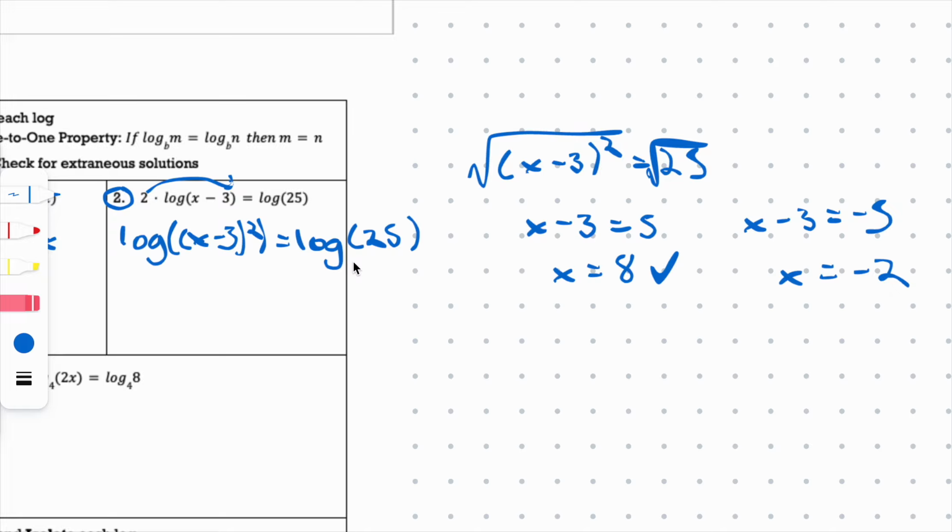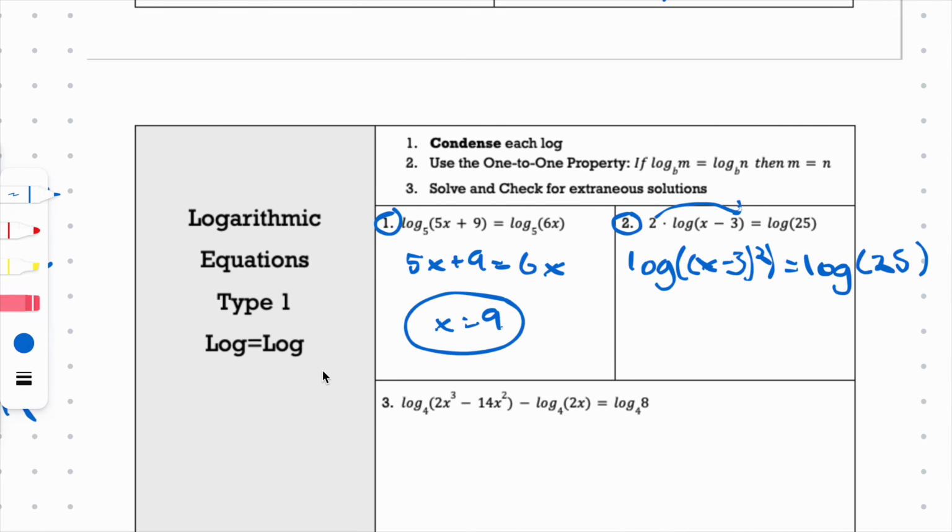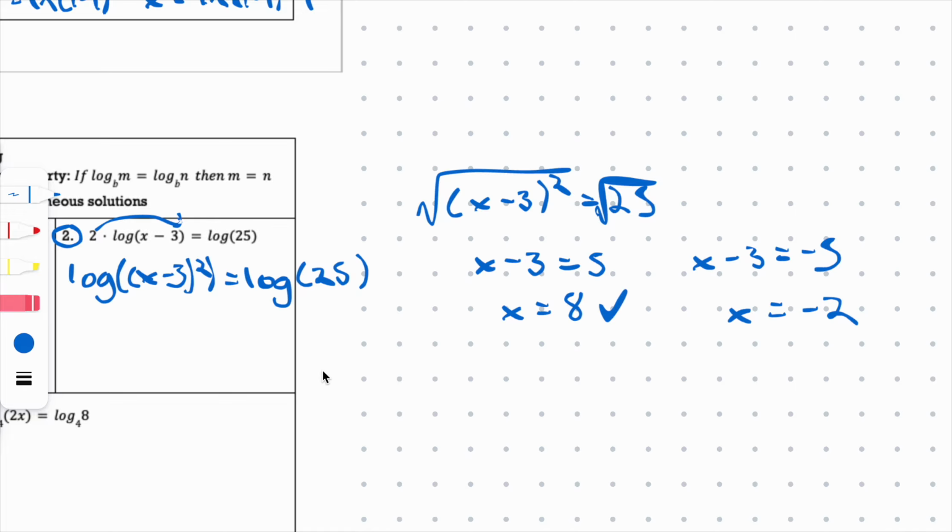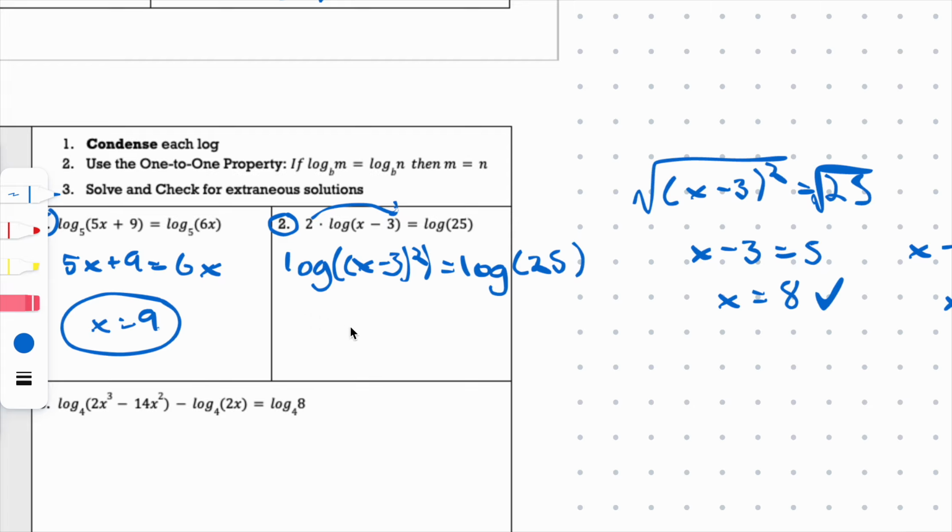But let's actually think about this for a second. If I plug this into the original equation, I would have 2 times log of negative 2 minus 3. And so when we do negative 2 minus 3, that's going to give us a negative 5. And again, we have a negative number as our argument. And so we come across this problem where we have a negative argument, which we just talked about before, over here, where that isn't possible. So we know negative 2 is an extraneous solution. So in this case, we just say our answer is x equals 8. Right? You always want to be careful of that.